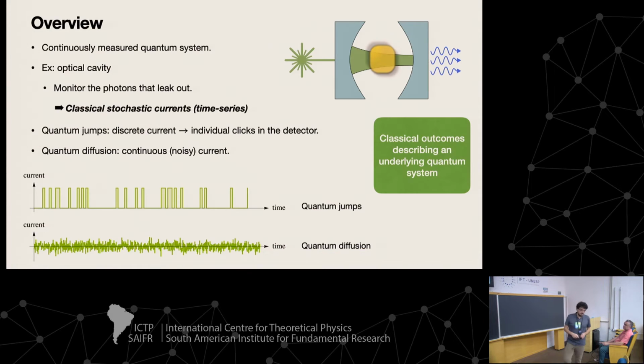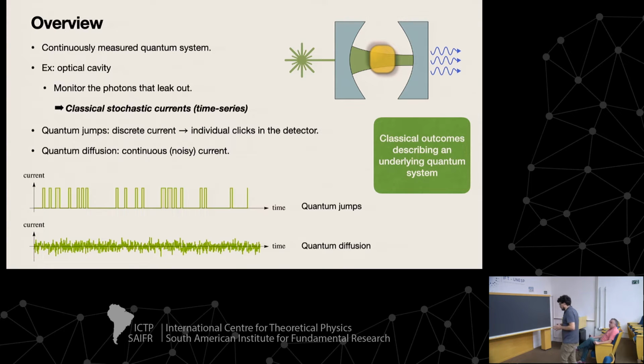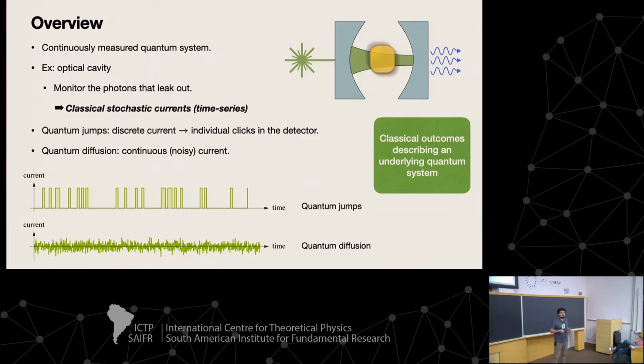So, okay, here's kind of what I want to talk about. I'm going to imagine a quantum system that is continuously measured. The kind of system that I'll have in mind is a system in an optical cavity. So these are mirrors, and inside this cavity you can have any kind of material or crystal or whatever you want. And you can pump light into this cavity.